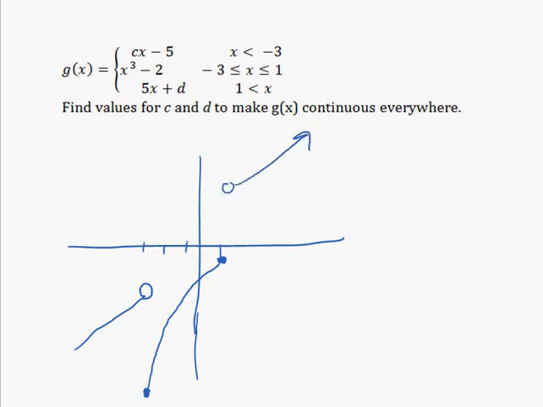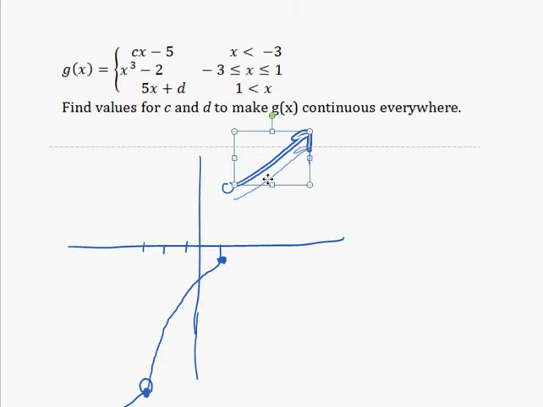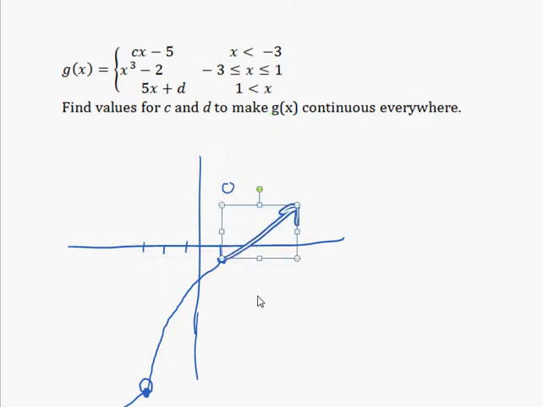For this thing to be continuous, I have to make sure that this line right here ends right where this cubic starts. And for this line here, I have to make sure it starts right where the cubic ends. So essentially, the starting point of this line here, 5x plus d, has to be where the cubic ends, and I can find out where the cubic ends by just plugging 1 into it. I have to make sure this other line, cx minus 5, ends right where the cubic starts. And I can find out where that is by plugging -3 in, because that's where it starts at -3.